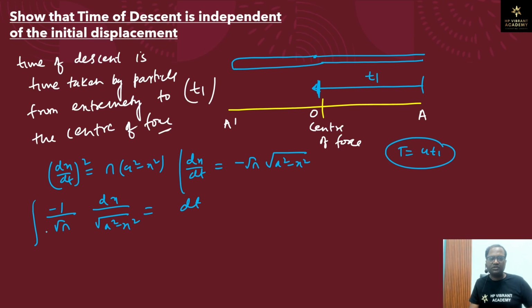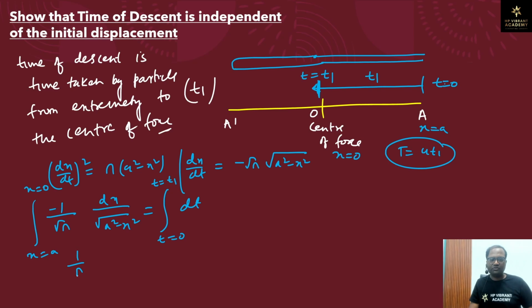Okay, so let us put the integration here. So we have x is equal to a and this is x is equal to 0. This is t is equal to 0 and this is t is equal to t1. So at t is equal to 0, we have x is equal to a, and at t is equal to t1, we have x is equal to 0.